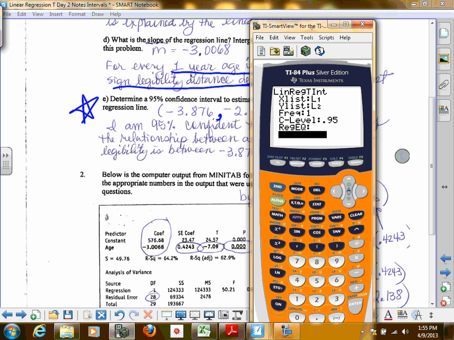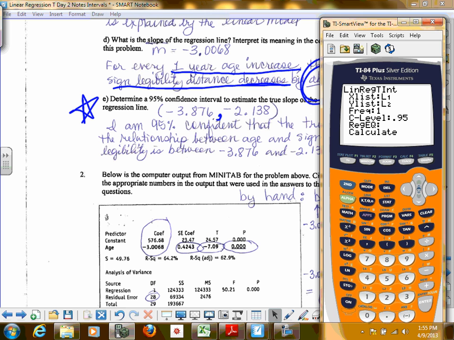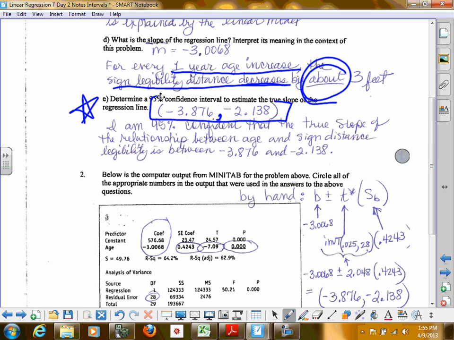Okay, so I want you to compute. I actually am not computing because I have different data in my calculator. Compute. See if you get this interval right here: -3.876 to -2.138. This is an estimate for the slope of the relationship between the two variables. So that's the range of plausible values for the slope.